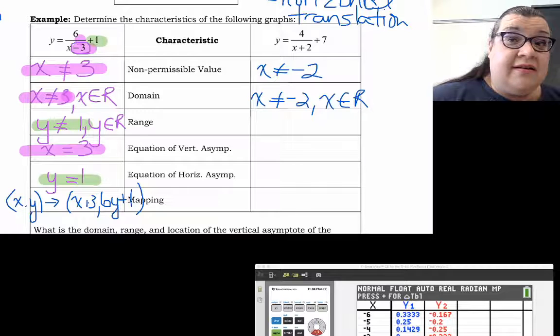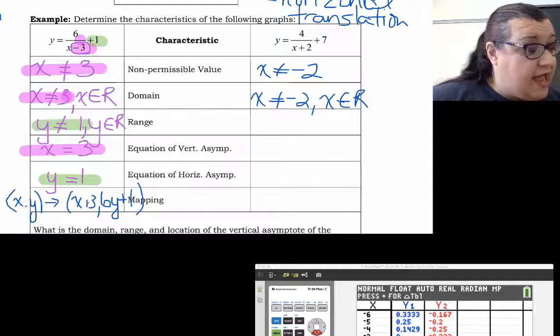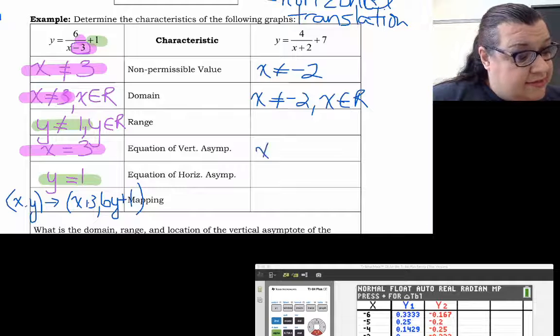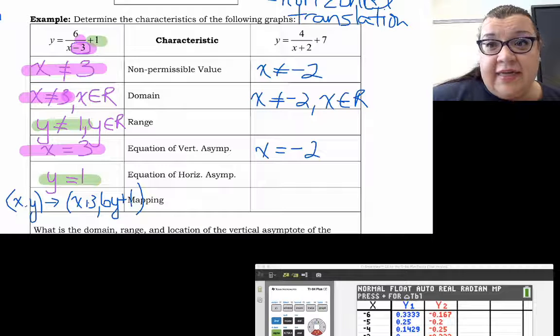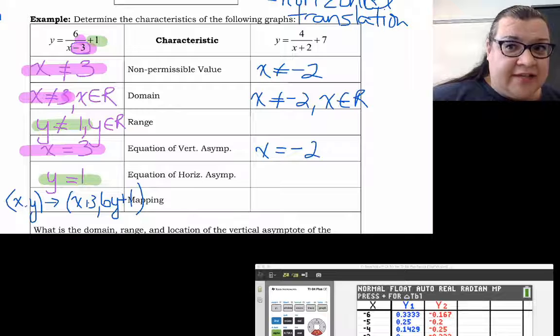All right, so we also know that that's related to our equation of our vertical asymptote. So x is equal to negative 2 is the vertical line that our graph is never ever going to touch. We're going to get close to it, but we're never going to reach there. Okay? Now what's our range related to?